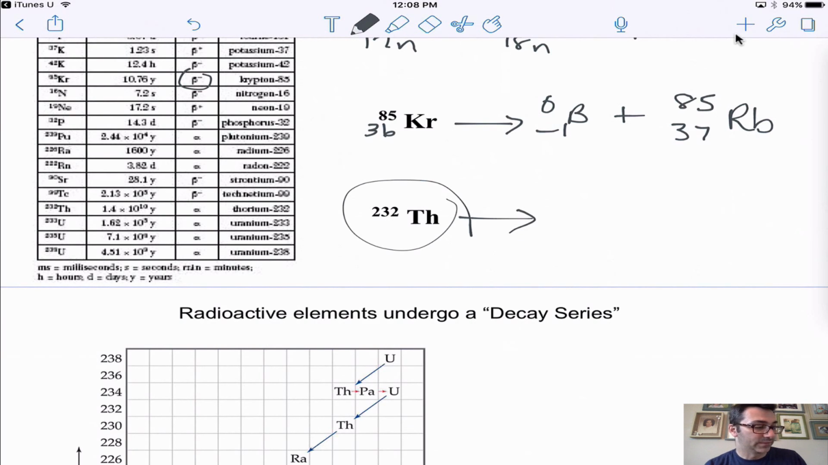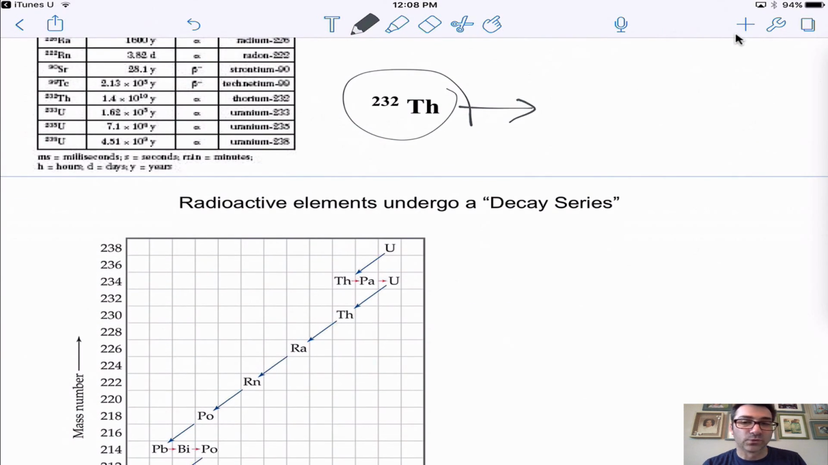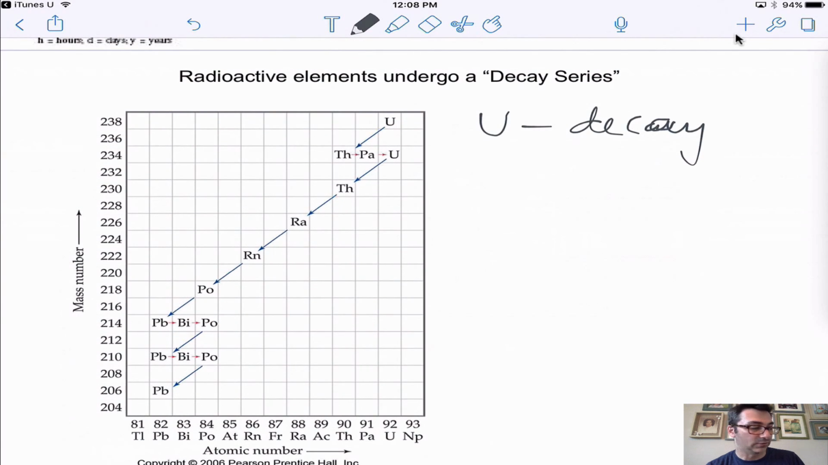Now, to finish off this video, I just want to show you that sometimes one decay isn't enough to make an atom stable. This is actually a famous series called the uranium decay series. And what you'll notice is that the uranium will undergo a series of decays until finally it reaches Pb206. Pb206 is stable. It's no longer radioactive, and so the decay series ends there.